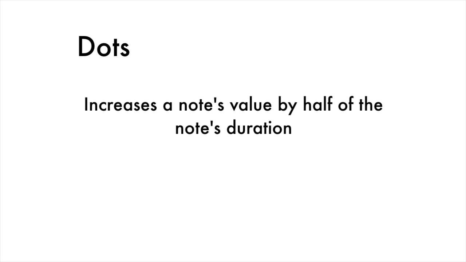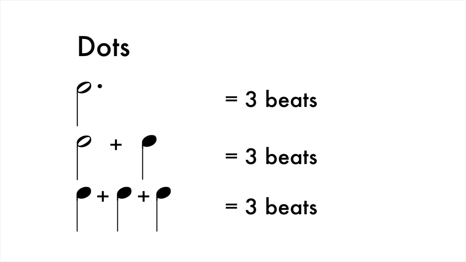Notes can also be dotted or tied, which will increase a note's duration. A dot increases a note's value by half of the note's duration. For example, a dotted half note lasts for 3 beats.